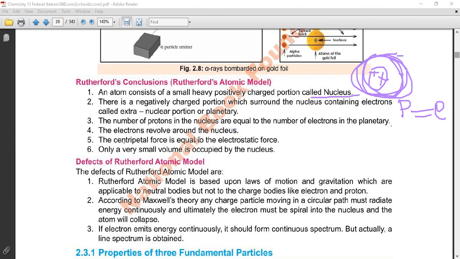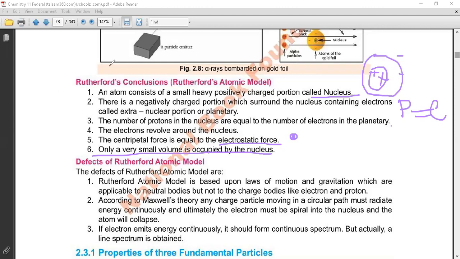You know that when an atom or anything revolves in circular motion, there exists a centripetal force. An electrostatic force is the binding force of an atom, which binds the electron and proton into a space, and also helps in the reaction of an atom. Only a very small space is occupied by the nucleus. It also states that the nucleus is a very, very small particle.